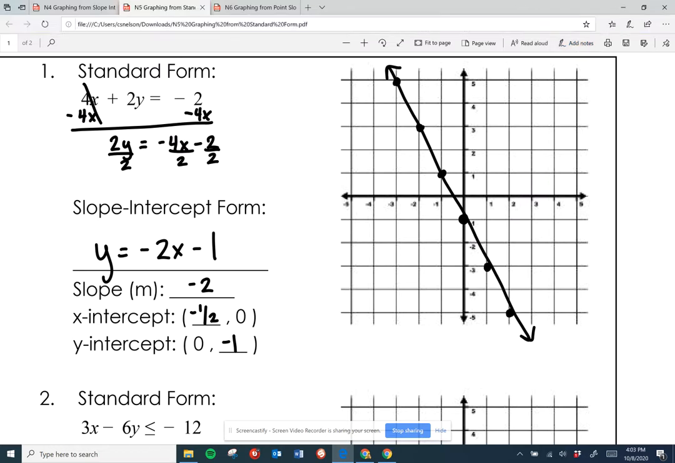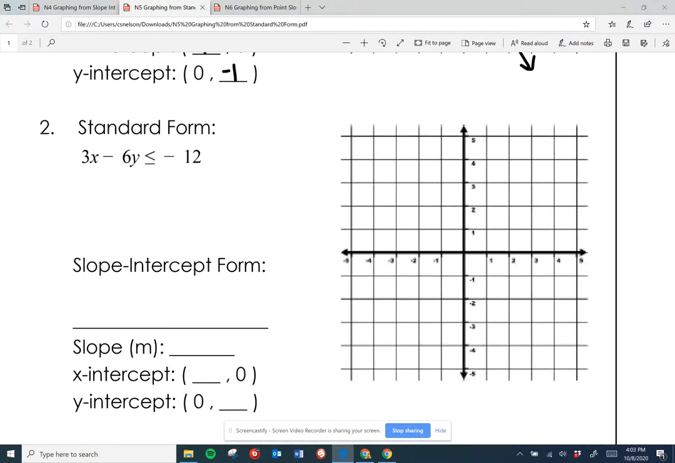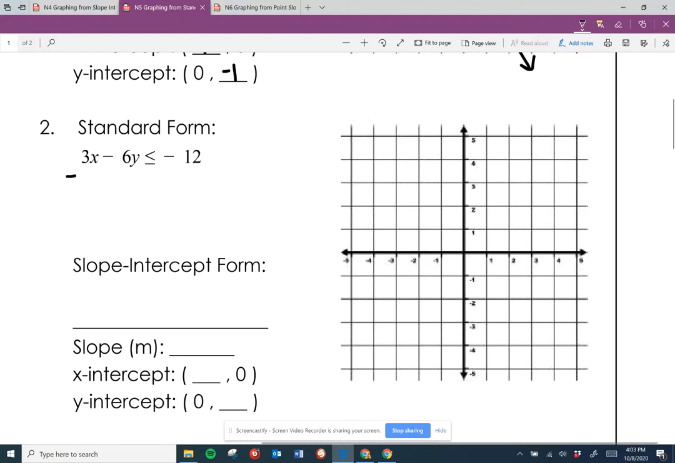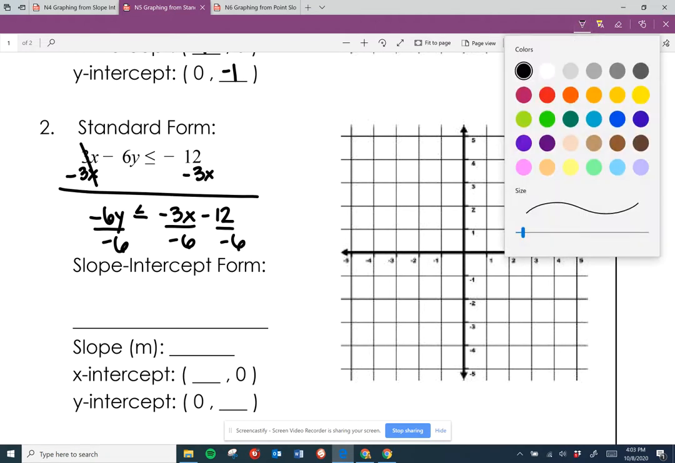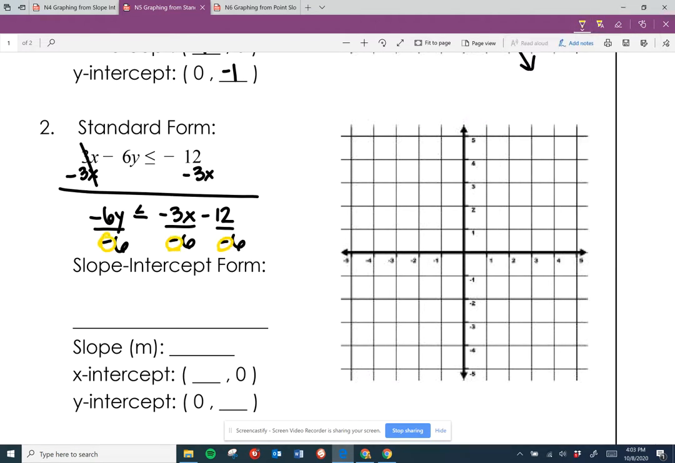Now, moving on to the next example. We are going to convert this to slope-intercept form, subtract 3x, minus 3x, it cancels on the left. We're left over with -6y is less than or equal to negative 3x minus 12. And we're going to divide all of the things by negative 6. Don't forget, when we divide by a negative, we are going to have to flip our symbol. So let's go ahead and write the answer with the symbol flipped the other direction. Negative 6 divided by negative 6 cancels, and we get 1y. Negative 3 divided by negative 6 is positive 1/2 x.